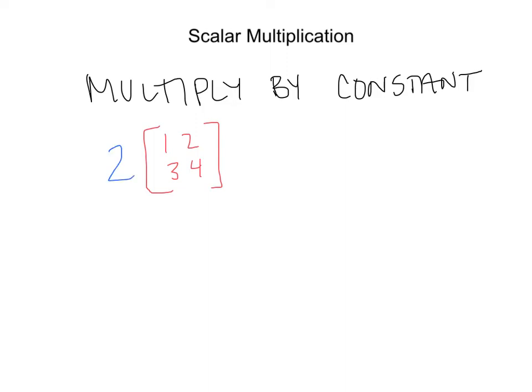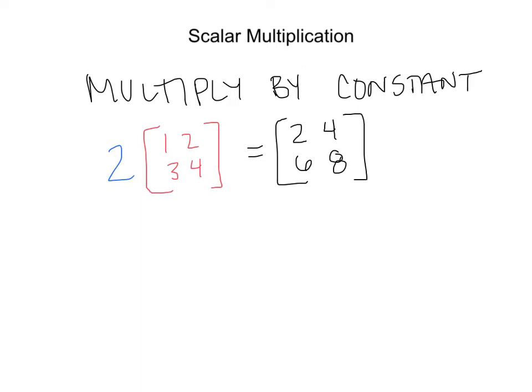When you're doing a scalar multiplication, it's really pretty easy. All you do is multiply each of the entries by that number. So in this case, we would have 2 times 1, and our new entry would be 2. Then we'd have 2 times 2, so that entry would be 4. 2 times 3, and that entry would be 6. And 2 times 4, that entry would be 8.